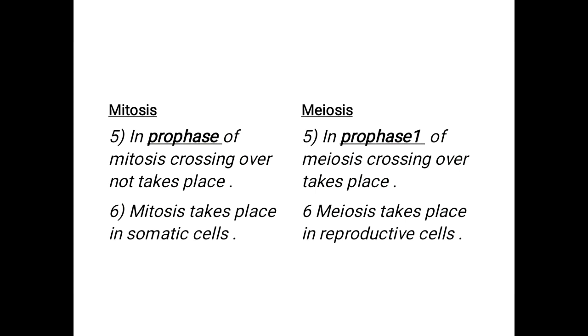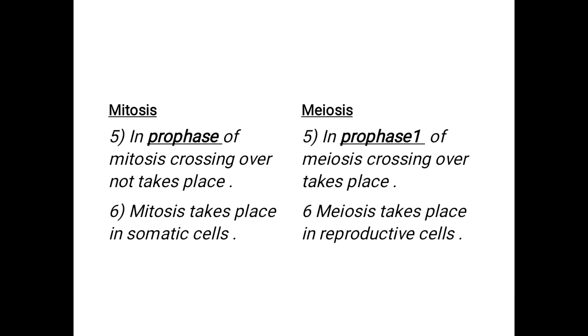The fifth difference between mitosis and meiosis is, in prophase of mitosis, crossing over does not take place, while in prophase 1 of meiosis, crossing over takes place. The sixth difference is, mitosis takes place in somatic cells, while meiosis takes place in reproductive cells.